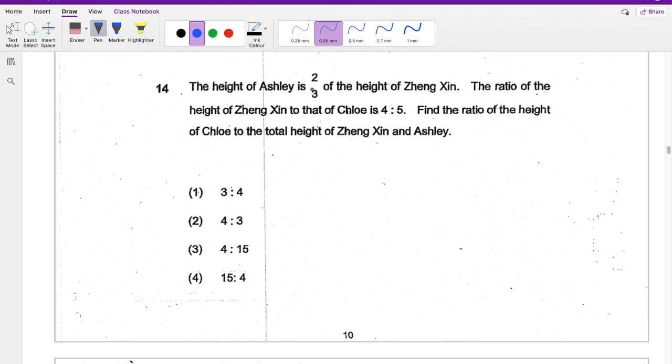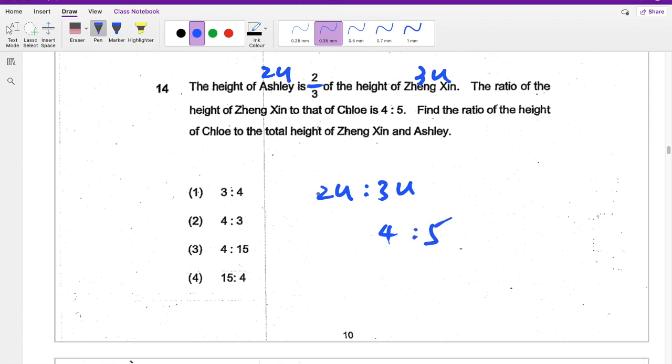Ashley's height is 2/3 of the height of Zhenxing. The ratio of the height of Zhenxing to that of Coil is 4 to 5. Find the ratio of the height of Coil to the total height of Zhenxing and Ashley. So Ashley is 2/3 of Zhenxing. If Zhenxing is 3 units, then Ashley is 2 units. Then Zhenxing versus Coil is 4 to 5.